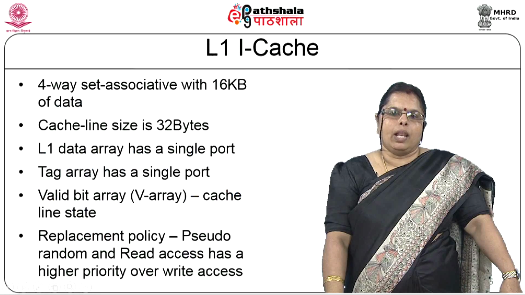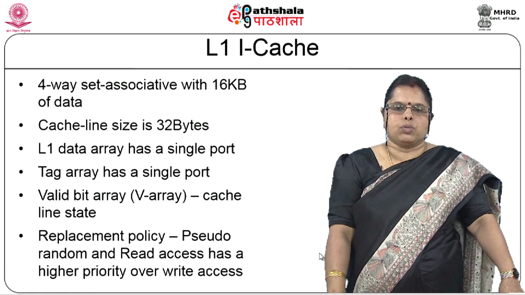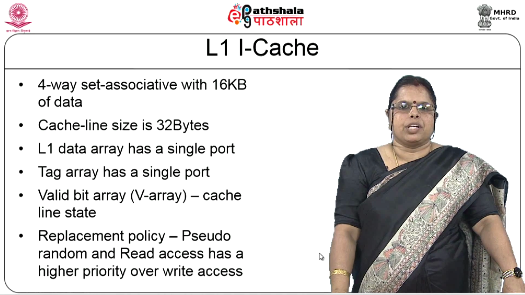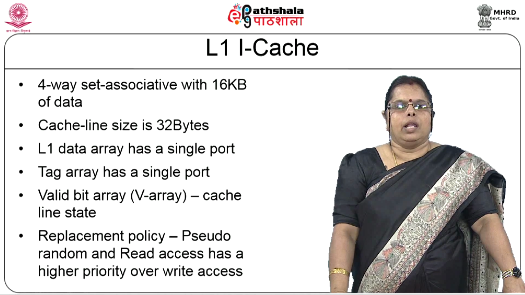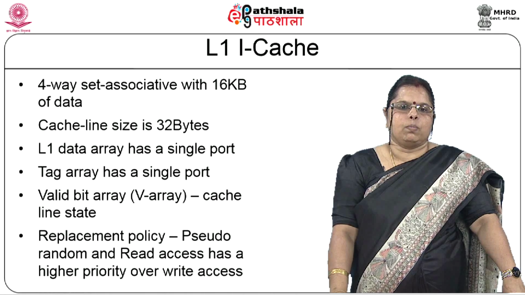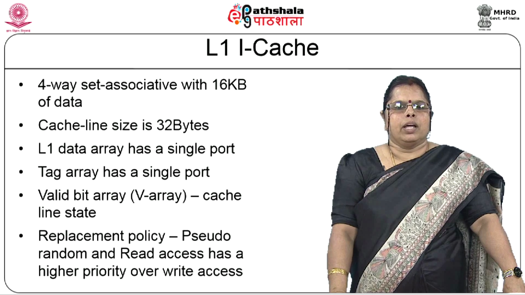So, if you look at the L1 instruction cache, which is private to each of these cores, it is 4-way set associative with 16 KB of data. It has a cache line size of 32 bytes. L1 data array has a single port. The tag array also has a single port. A valid bit array indicates the cache line state, and the replacement policy that is used is pseudo random, and read access has higher priority over write accesses.